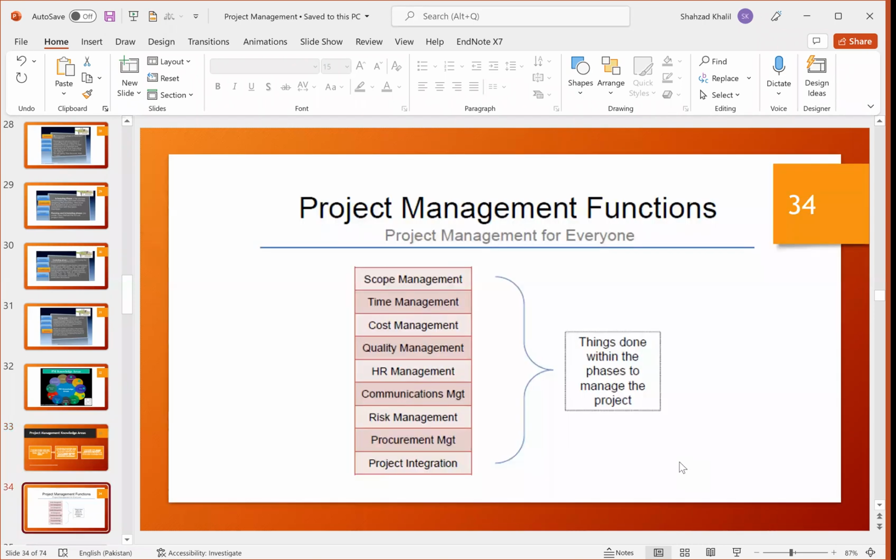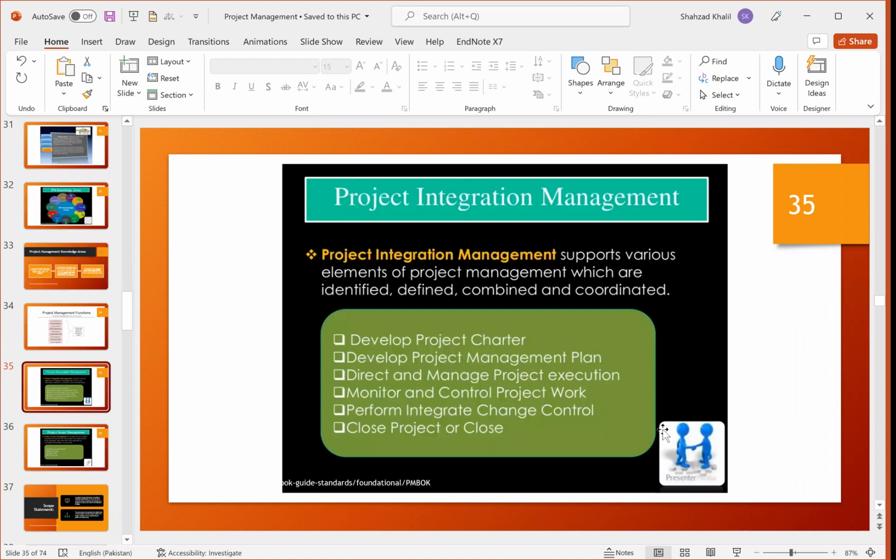So the major functions of project management are scope management, time management, cost, quality, human resource, communication management, risk management, procurement management, and project integration. Now we are discussing it one by one.